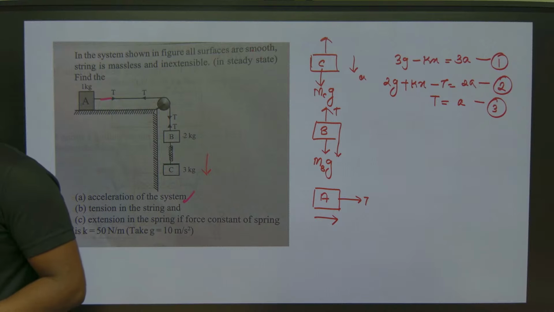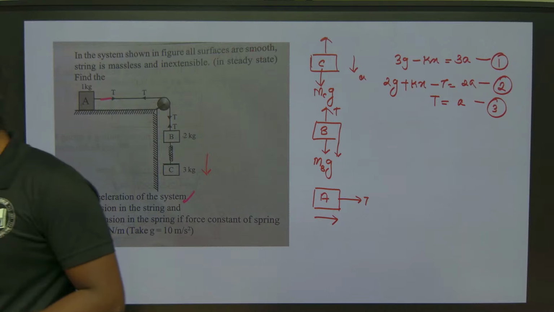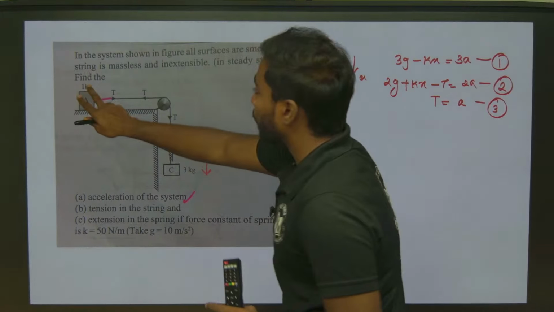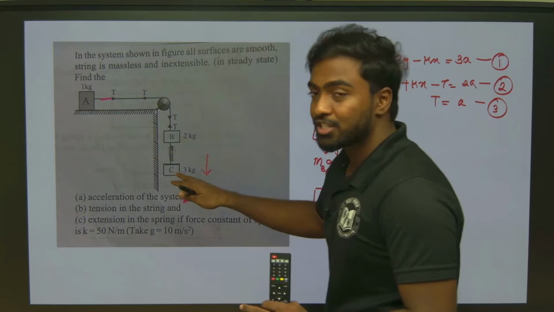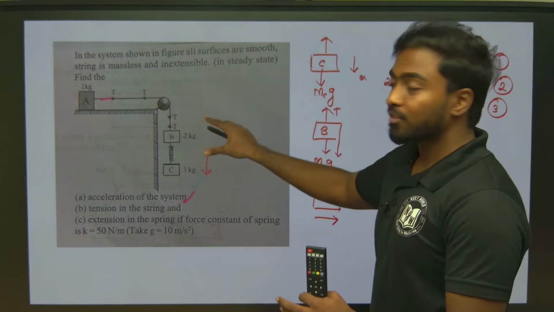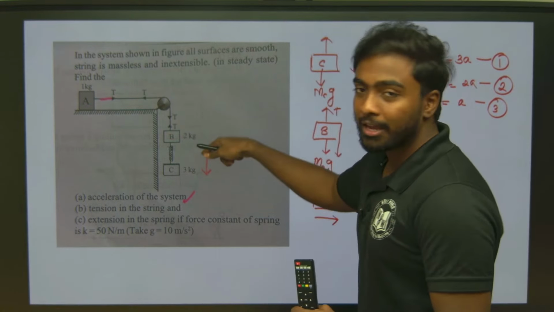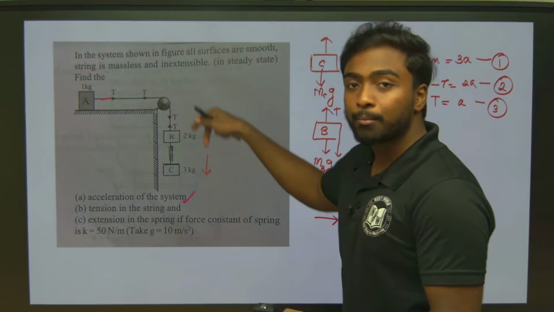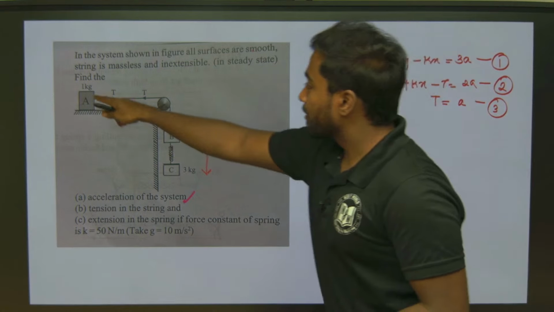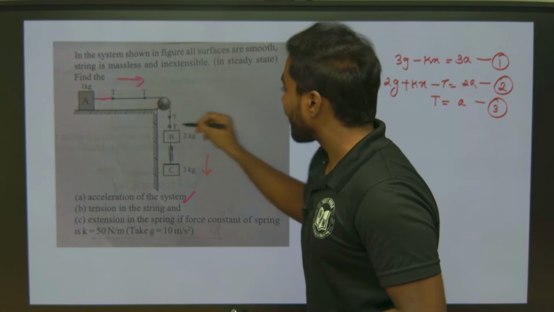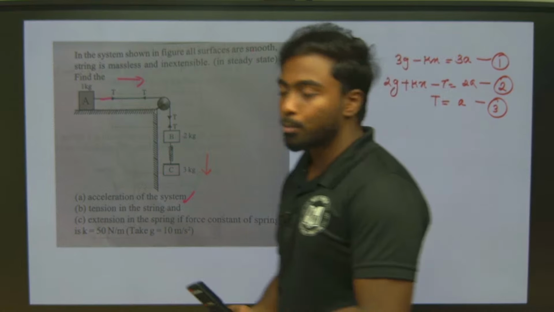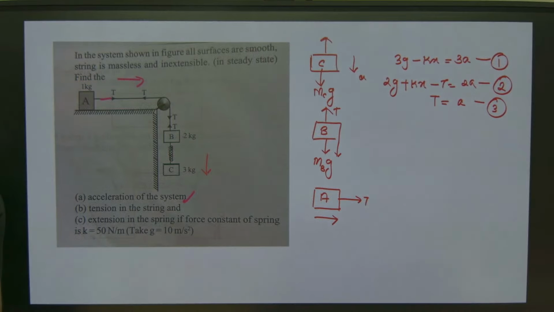Why does the acceleration act downwards? If I consider this is 1 kg and this is 2 plus 3, 5 kg, where is the mass more, 1 kg or 5 kg? 5 kg. So in which direction will the block move? Towards down. This one will also move in this direction, to the right side, and the blocks will go downwards. Hope you got it.